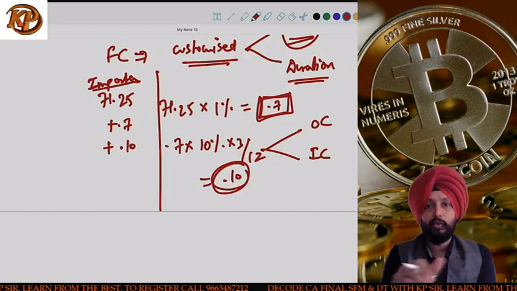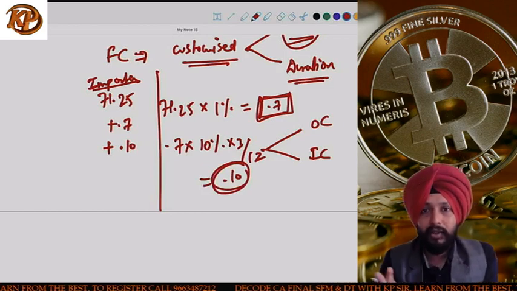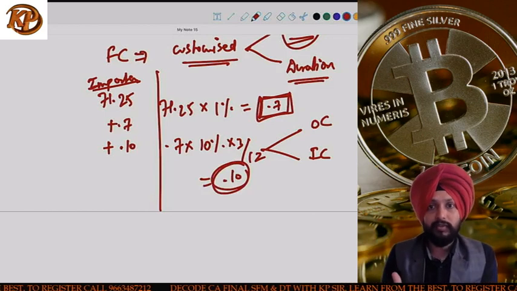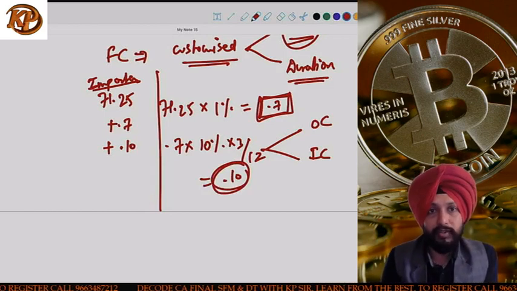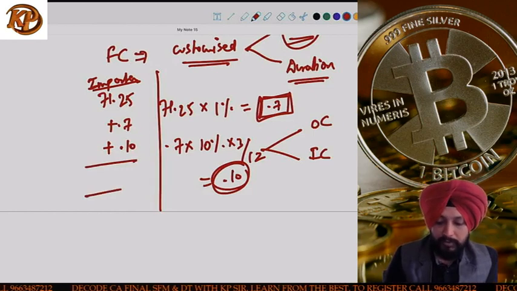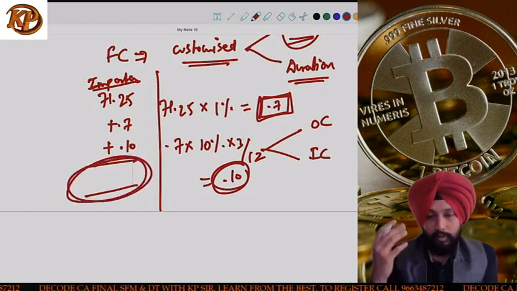Please don't start calculating on your calculator, you will go crazy, because these numbers are hypothetical numbers I am assuming, because we are focusing on understanding the concepts. Please don't start solving them. So 71.25 plus 0.7 plus 0.10 becomes my effective cost under the forward cover.